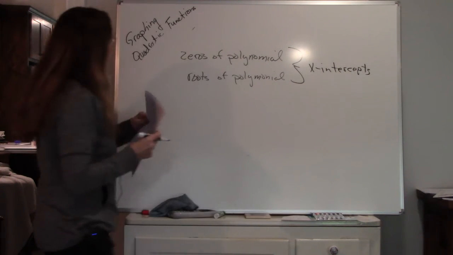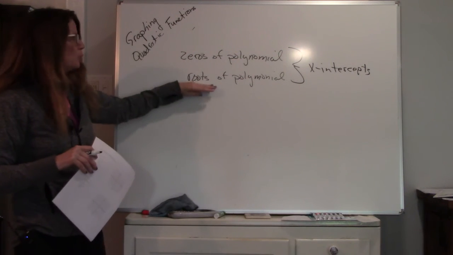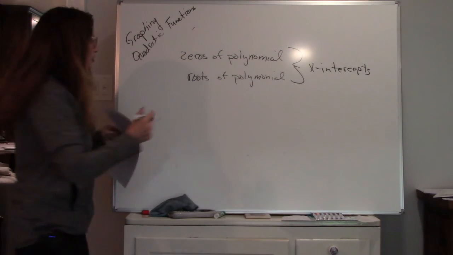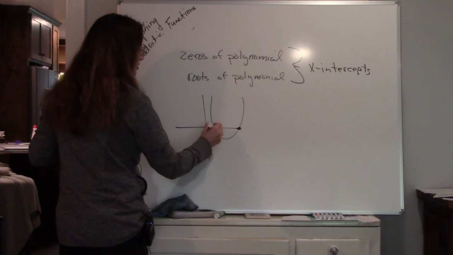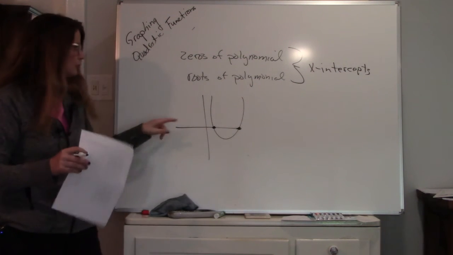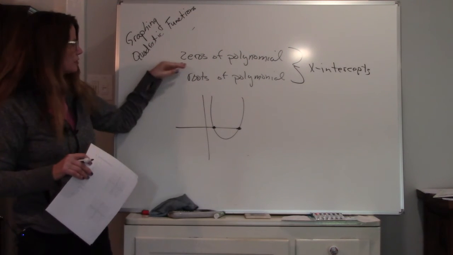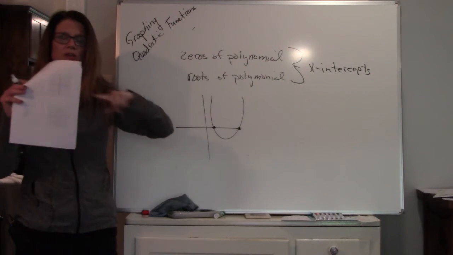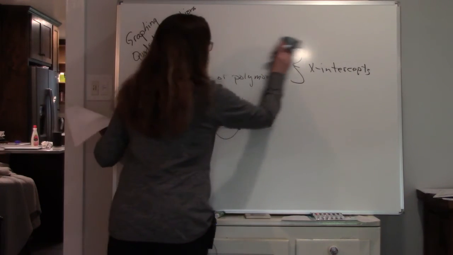You can think of it as when y is 0, you have an x-intercept. Where your parabola roots, or is connected to your graph, those are the roots of the polynomial. They're just x-intercepts. So all three of these terms can be interchanged: x-intercepts, roots, and zeros of the polynomial.